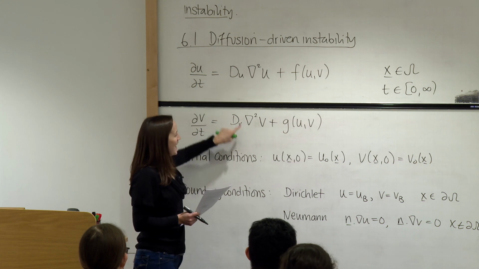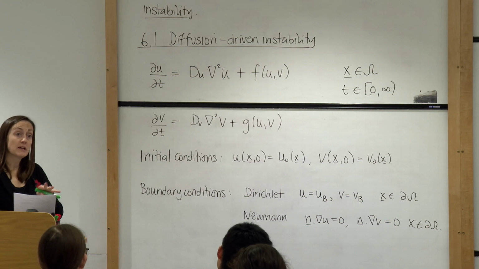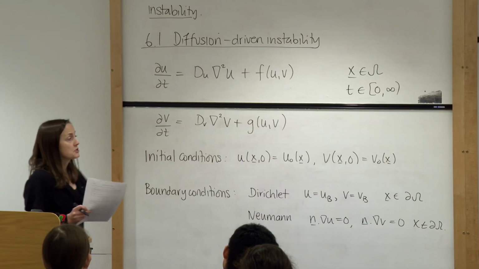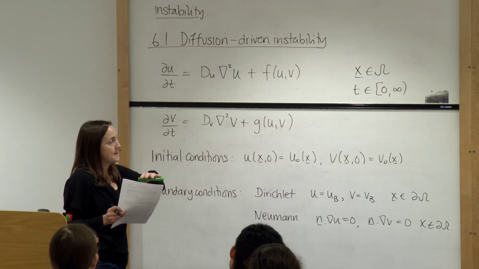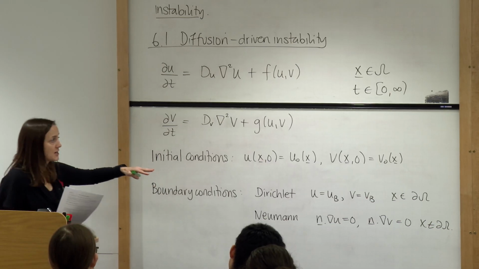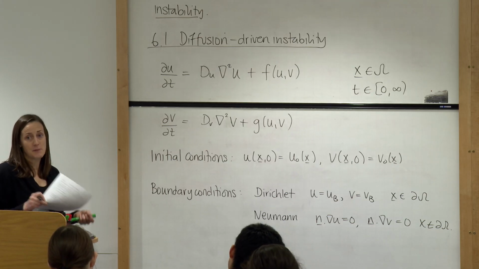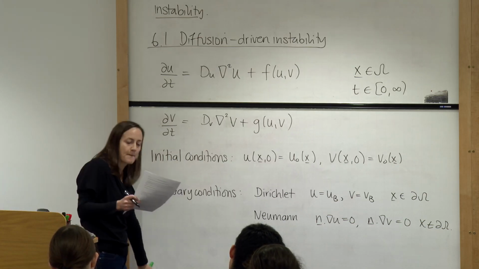And then when I add diffusion back in, that spatially uniform steady state is going to become unstable, which means that if I make small spatially heterogeneous perturbations into the system, they are going to grow over time, and that's what's going to seed a pattern.